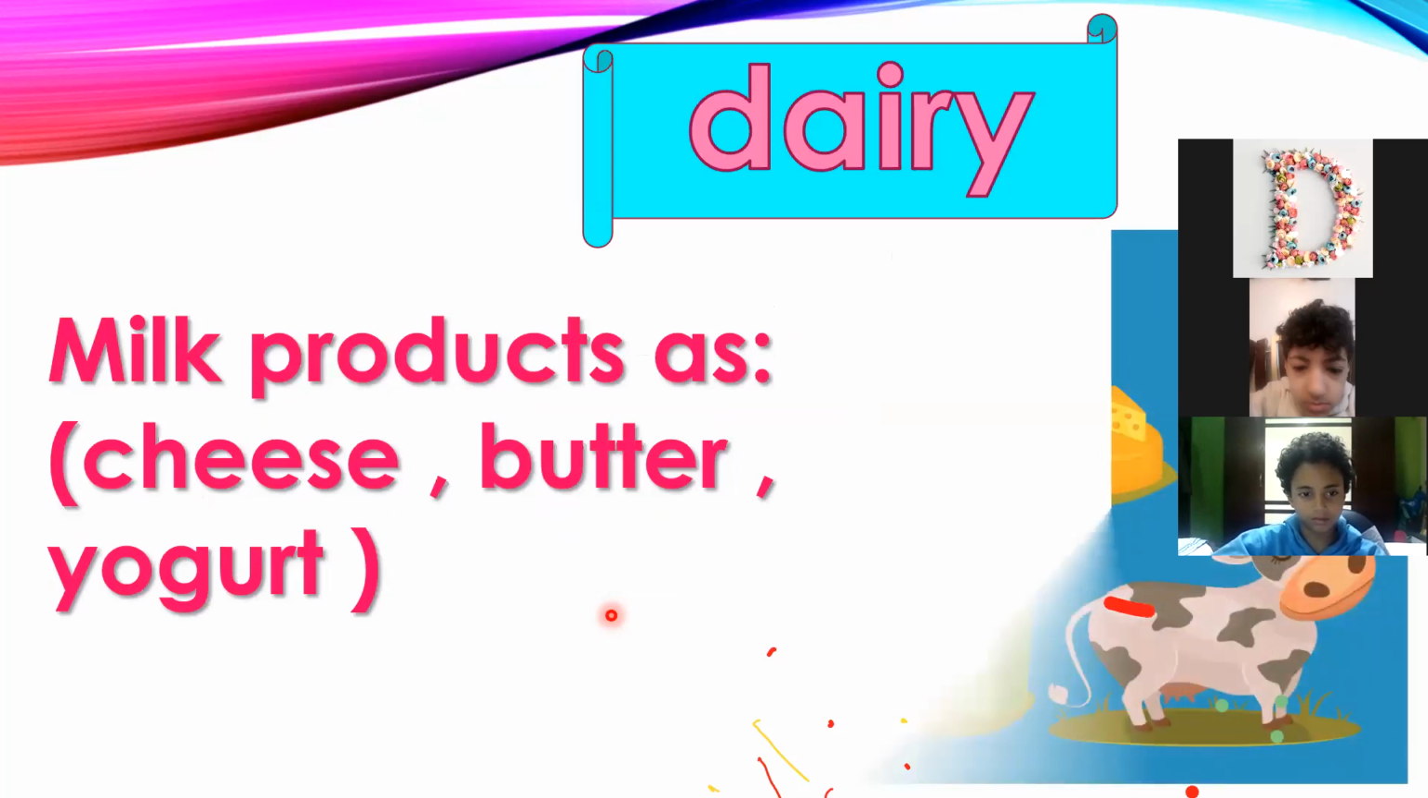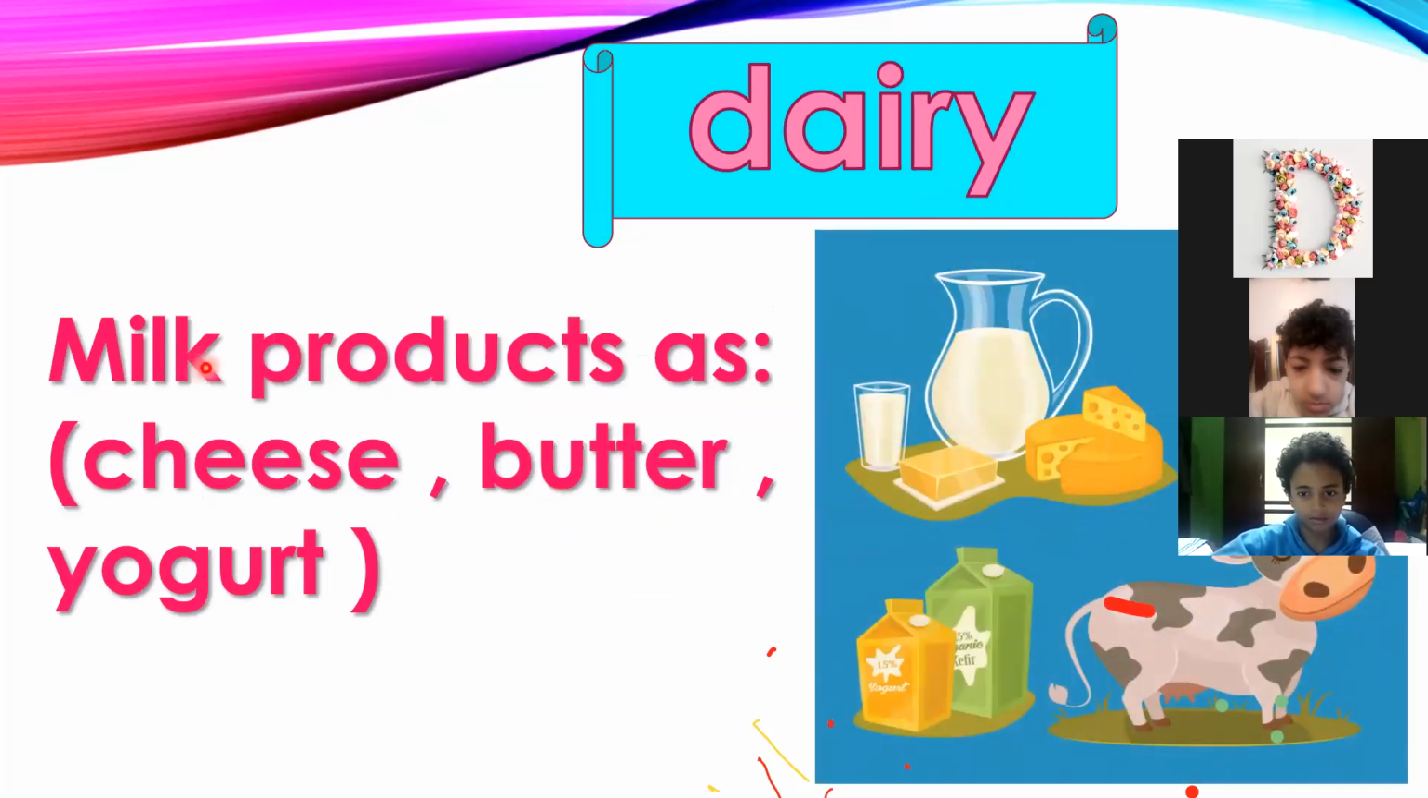Dairy. Dairy means milk products, or many products that are made from milk. So we have many products which are made of milk, such as cheese, butter, and yogurt. Cheese is made from milk, and butter is made of milk. Yogurt, again, is made of milk. So all these products, we call them dairy.